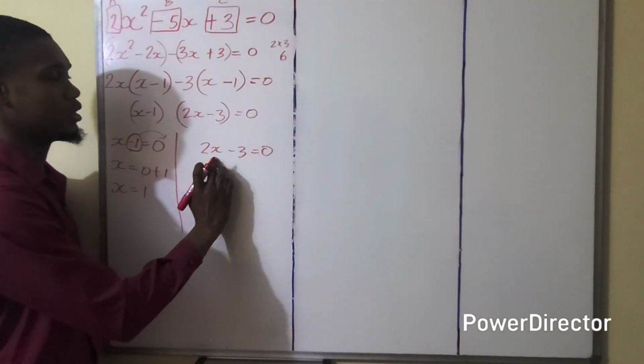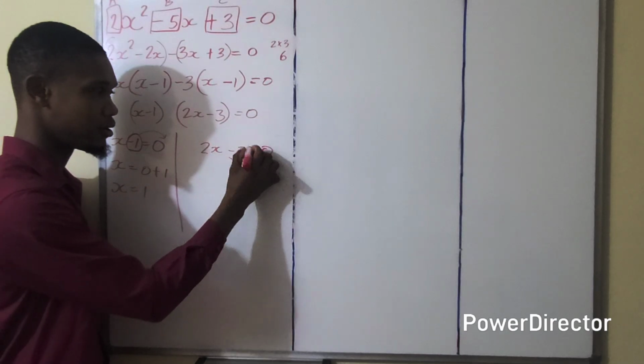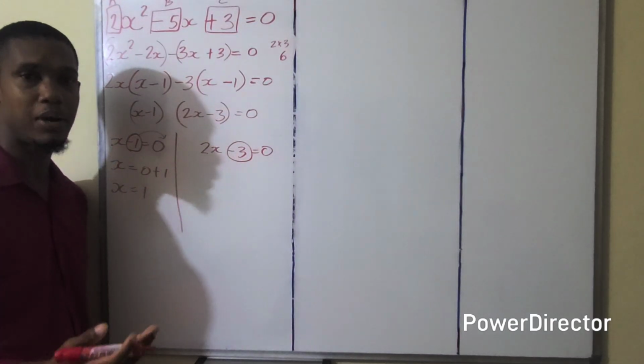Same thing, 2x minus 3 equals 0. So you still need to get rid of the 3 first. So you get rid of the single parts first.